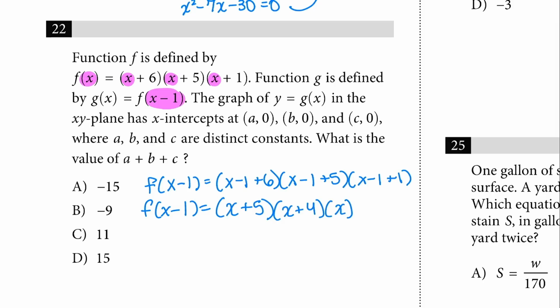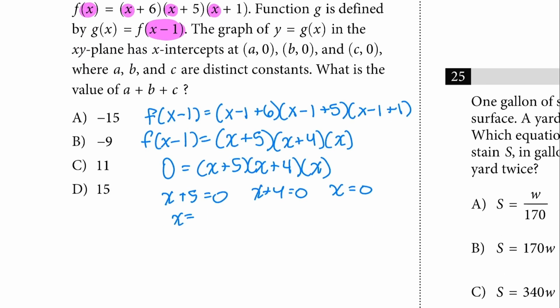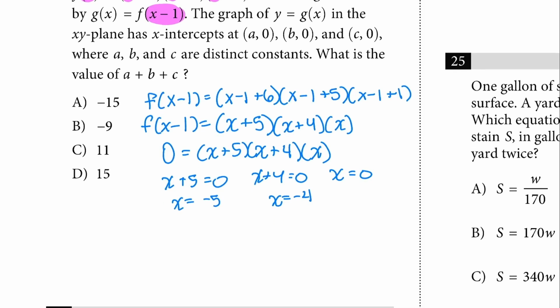Now, it does tell us that it has x-intercepts at a, 0, b, 0, and c, 0. So if we go ahead and replace this whole thing with 0, we can solve all of these different expressions to figure out what a, b, and c are. So we're going to have x plus 5 equals 0, x plus 4 equals 0, and x equals 0. So x equals negative 5, x equals negative 4, and then obviously x equals 0. Whenever we add these together, we have negative 5 plus negative 4 plus 0. That answer is going to be negative 9.